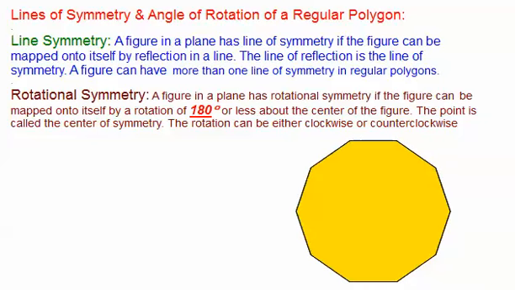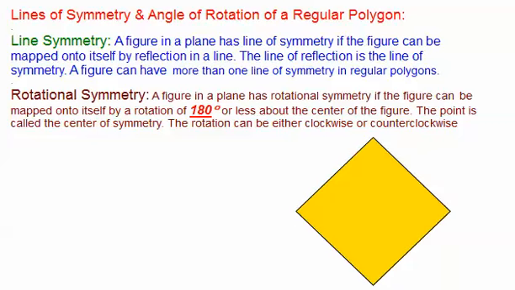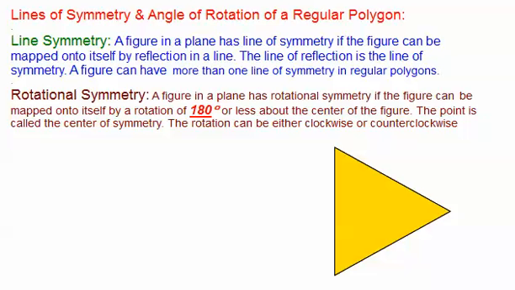Let me go back to a triangle. Now I'm going to discuss the angle of rotation, or rotational symmetry. A figure in a plane has rotational symmetry if the figure can be mapped onto itself by a rotation of 180 degrees or less, which is very important to understand.